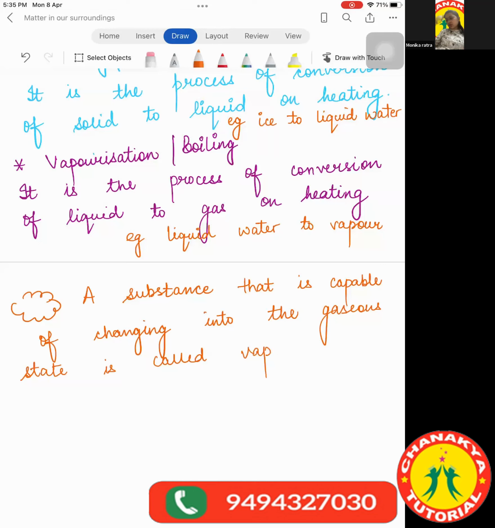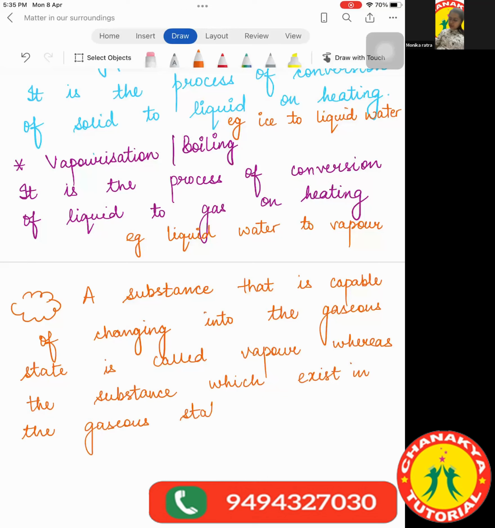Whereas the substance which exists in the gaseous state naturally, that is known as a gas.